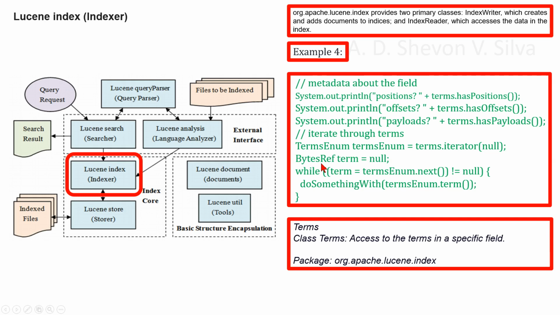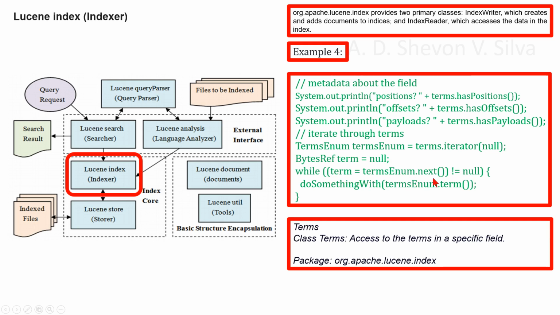Here in next, increment the iteration to the next BytesRef in the iterator, returns the resulting BytesRef or null if the end of the iterator is reached. Returns the resulting BytesRef, or null if the end of the iterator is reached.